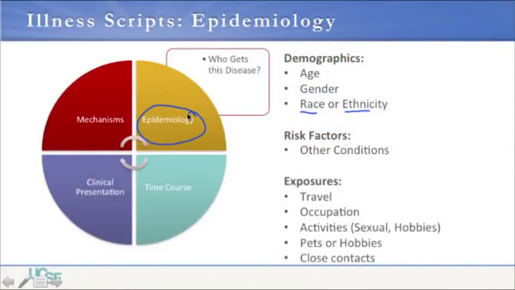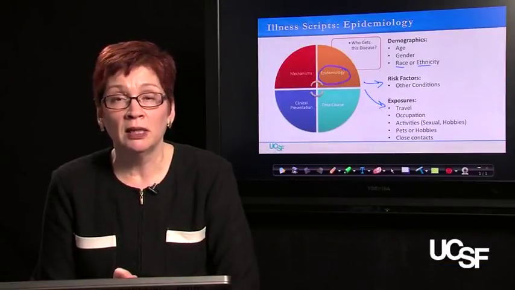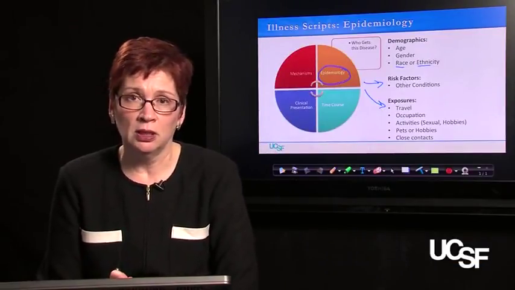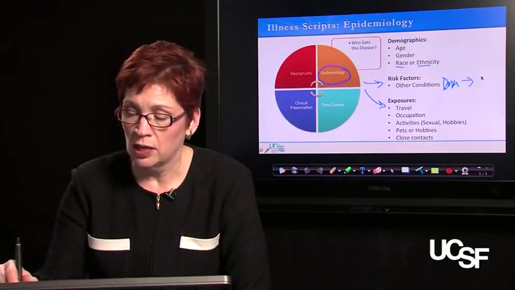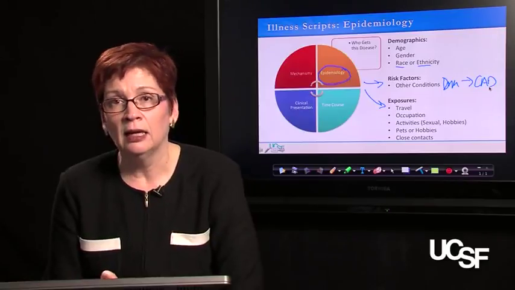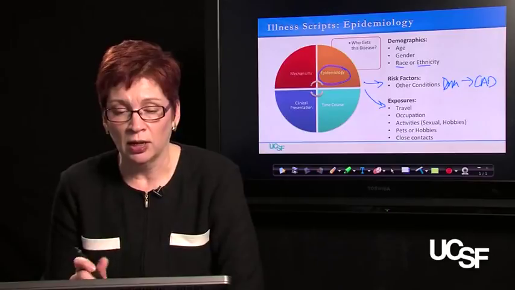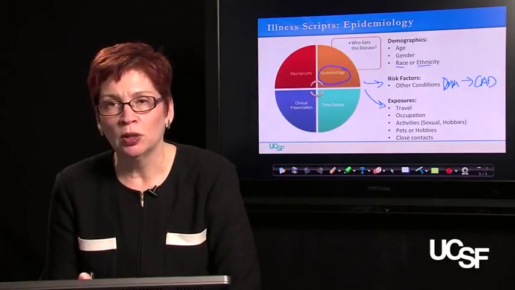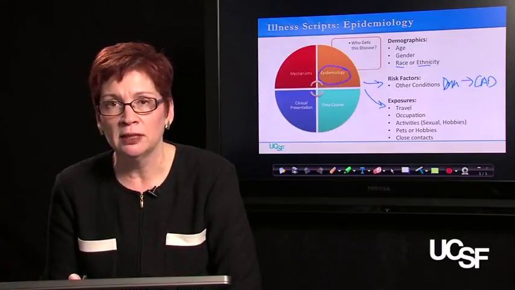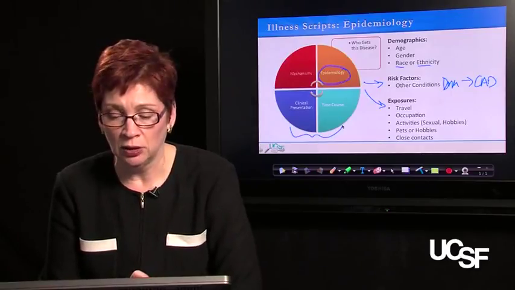Epidemiology also, however, refers to risk factors and exposures. So epidemiology might mean a chronic medical condition that predisposes someone to another condition. So for instance, if I have diabetes, that might predispose me to coronary artery disease. And that is a component of someone's risk for a disease that's being considered or described in this illness script. And similarly, exposures or things that might have increased the likelihood of me developing the disease described by this illness script are included in epidemiology.